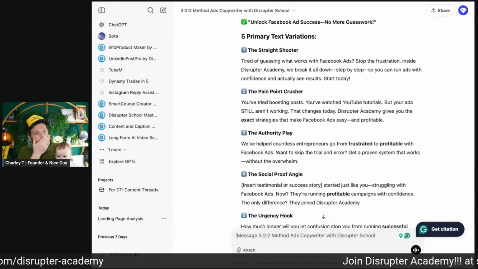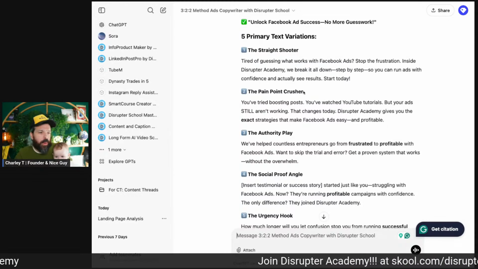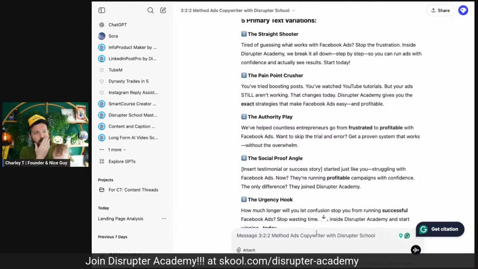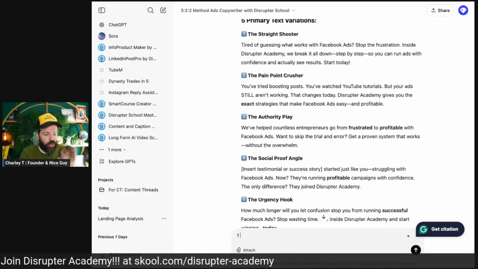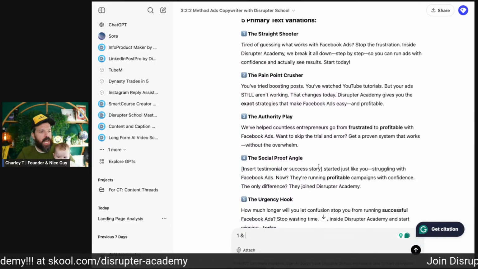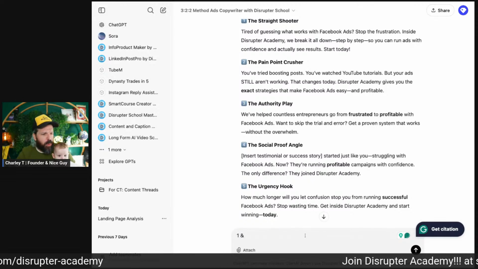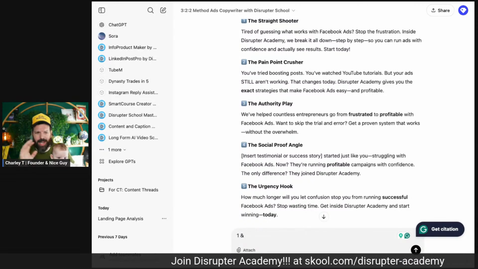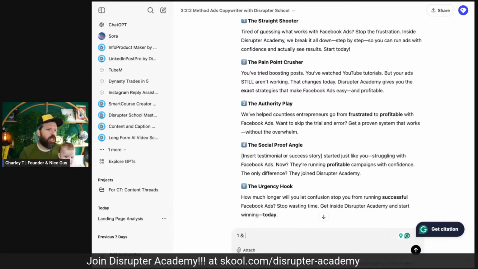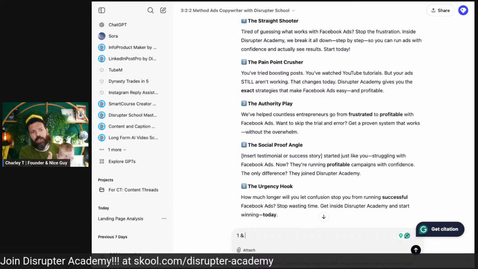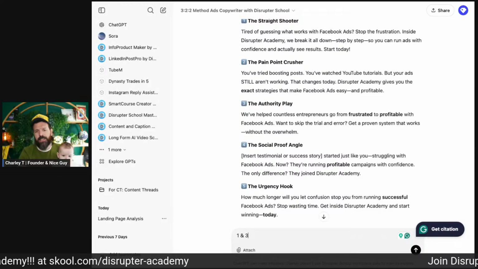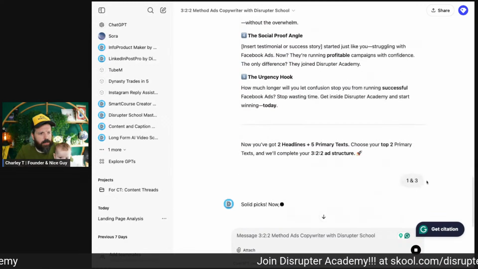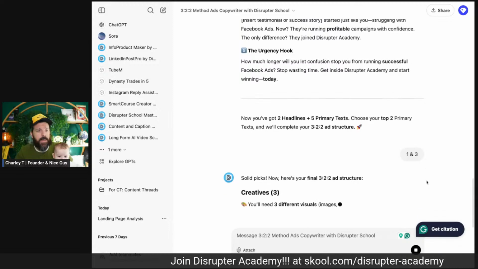Honestly, I love this. The straight shooter, the pain point crusher, the authority play. Let's do the straight shooter because I don't like messing around with games. And for this point, the social proof angle, I think, is a really strong one, but we don't want to copy and paste that right now. Let's not do urgency. Let's do authority. I could do the pain point, but other people are telling you that everything's going to fall to the ground unless you give me a bunch of money. Fuck that. Let's do 1 and 3. Great. Here we go.